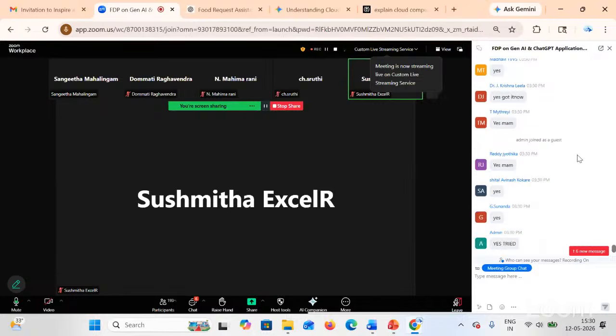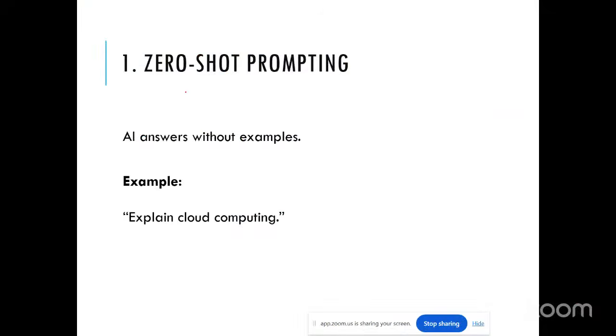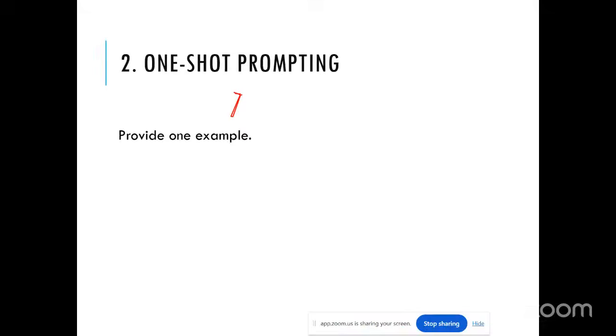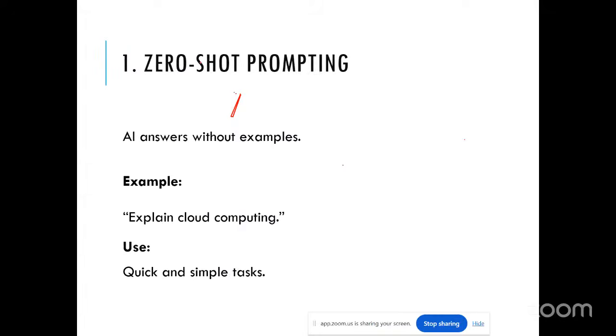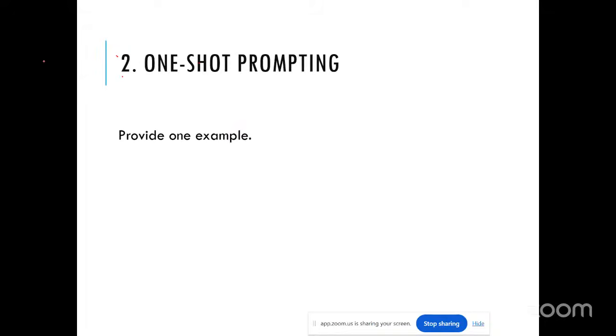Okay. So you understand about this zero shot prompting. Fine. So let us see what is the use of it. The use of it is for very quick and simple tasks. Okay. So next type is one shot prompting. It provides one example. Let us see.